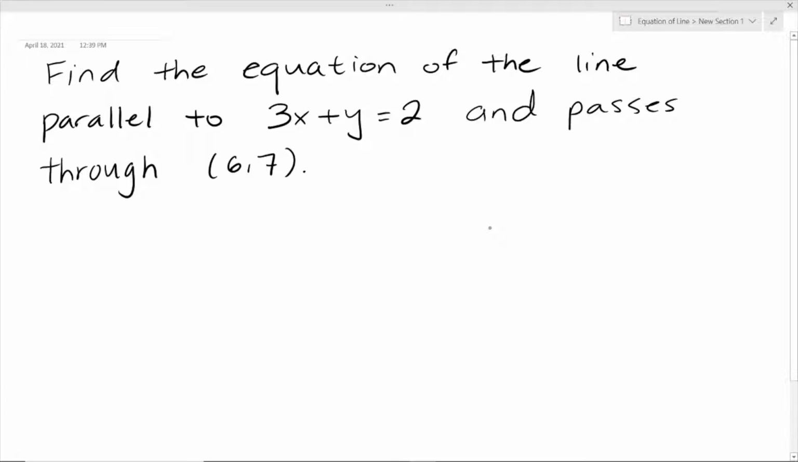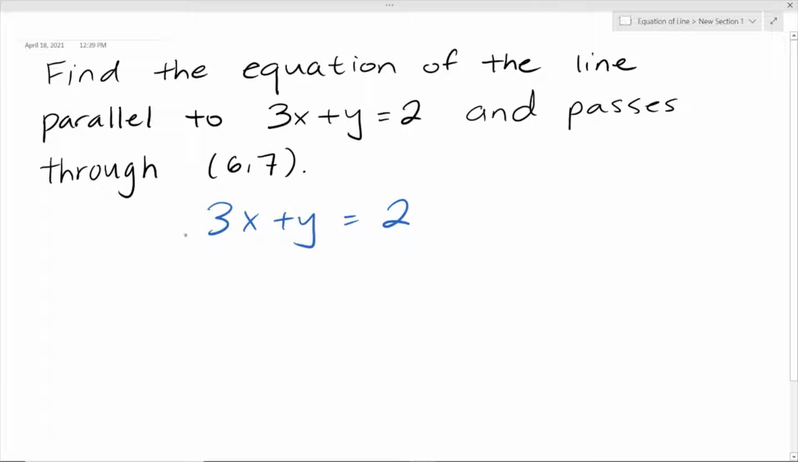Today, I'm going to be talking about how to find the equation of a line parallel to a given line, and it has to pass through a certain point. So, let's look at this line. This line is going to be parallel to the line whose equation we have to find. This here, 3x plus y, is going to be parallel to that line.